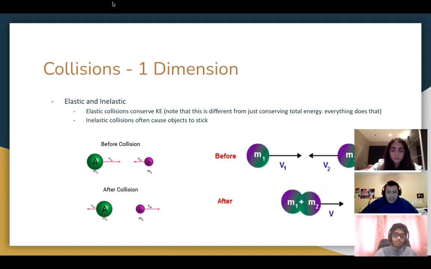So as we can see in these two diagrams, before the collision, the masses stay the same, but now they have different velocities before and after. Whereas for an inelastic collision, we have two masses, and when they collide, they have a new velocity and a new mass, the new mass being the combined total of the two masses of the two balls.